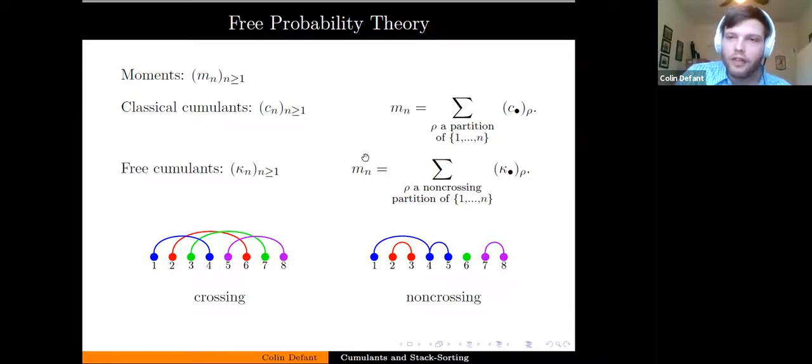Again, this is saying that the nth moment is determined by the free cumulants, but also you can invert this in order to express the free cumulants in terms of the moments. So what I'm saying here is that any one of these three sequences will determine the other two.